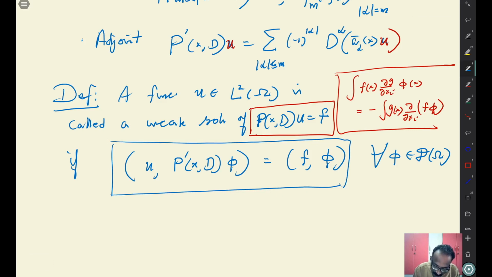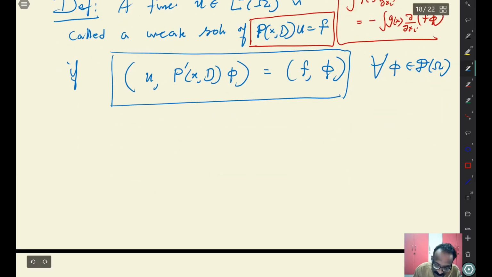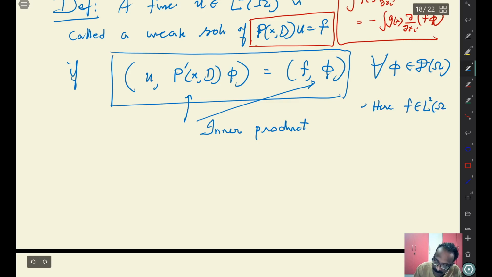So when you integrate by parts, you get this one. So this is your definition. And this is the inner product, because this u is in L2. So this is an inner product. This is also an inner product in L2. Okay, so you understand that. Here f is also in L2 omega. So everything is in the setup of L2 you are defining. So this is the inner product in L2 of omega.